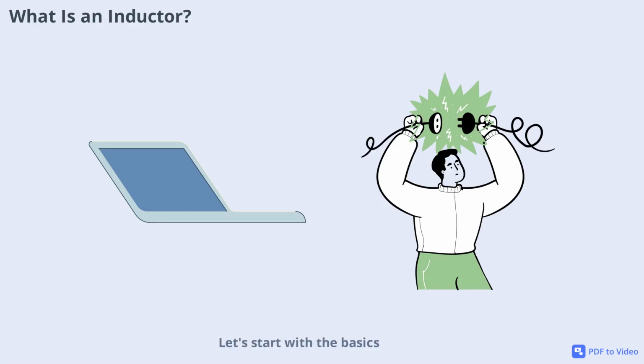Let's start with the basics. An inductor is a fundamental electrical component that stores energy in a magnetic field whenever electric current flows through it. Picture a simple coil of wire. This is essentially what an inductor is.